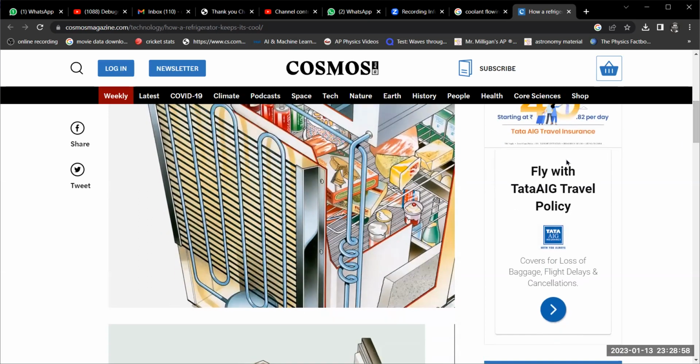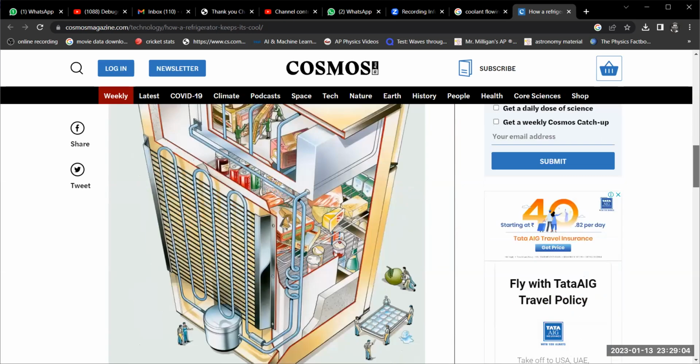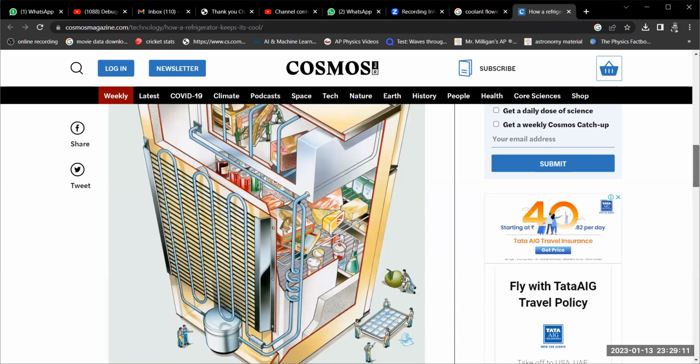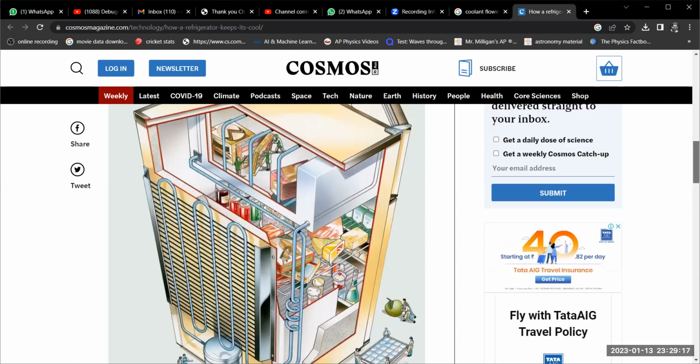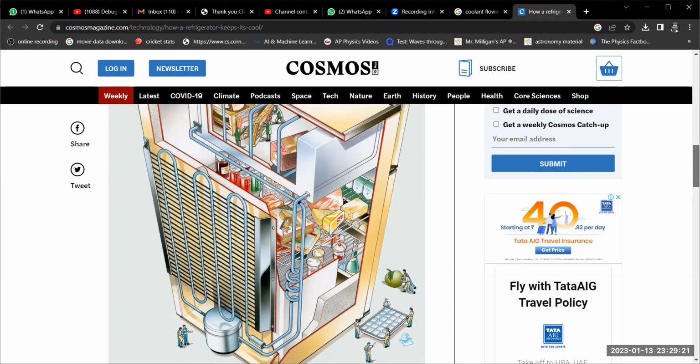And below is the compressor. At the bottom you can see there's a big cylindrical object. This is the compressor. And then you can see the compressor is connected with the pipes, and these pipes are running behind, getting inside the refrigerator, getting into the freezer area, the normal area, the vegetable drawer area. You can see there are many areas, right?